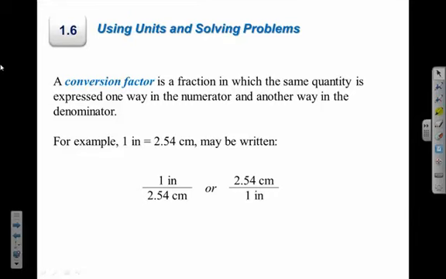All right, let's get through this content so we can work on some lab stuff. So here at the end of chapter 1, they're presenting a method to solve problems involving units.